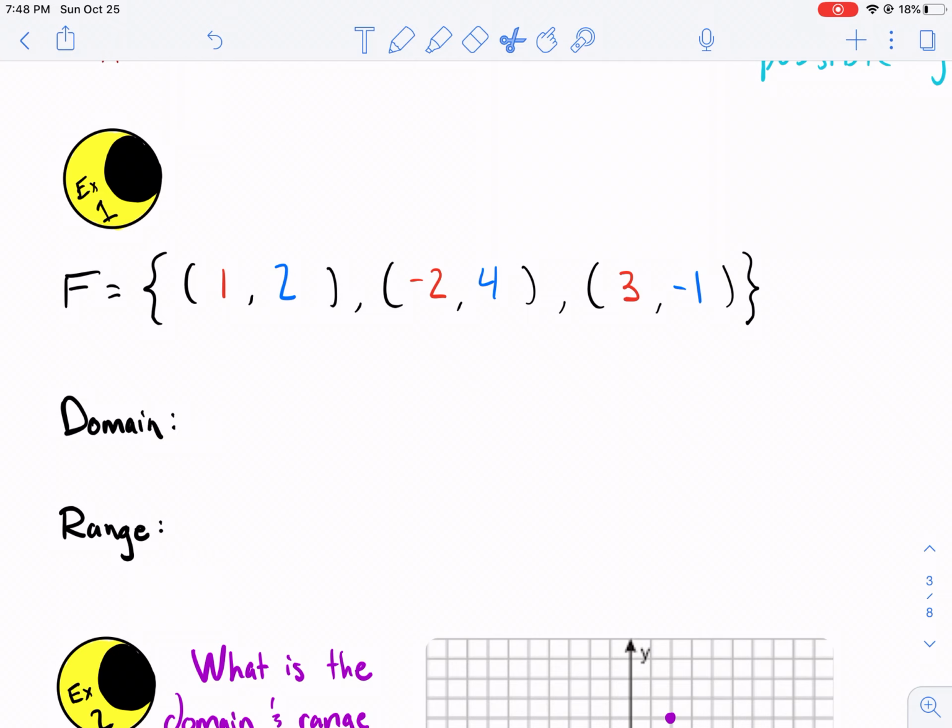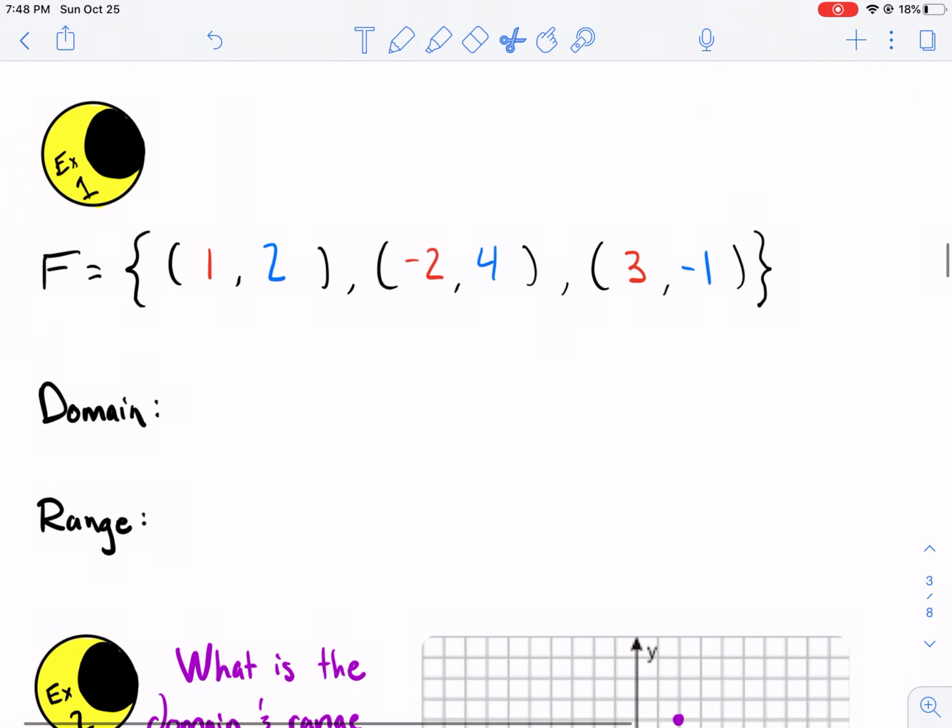So the domain. The domain is all the possible x values. So what we're going to do here is create a little bracket, and then write all the x values, and I'm going to label them here, x, x, x, and we have 1, comma, -2, comma, 3. Those are all the possible x values. There's only 3 of them.